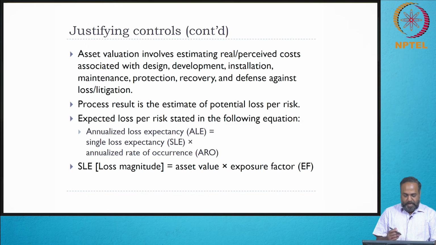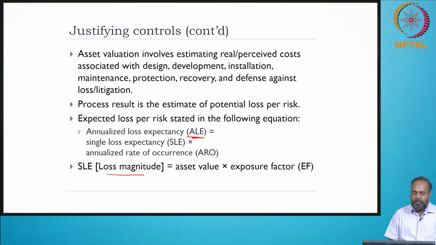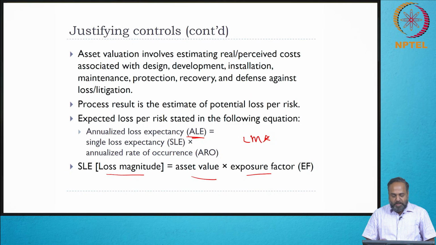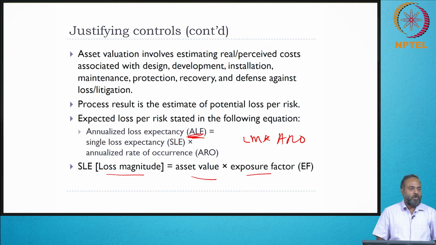You can note that you first arrive at a term called annualized loss expectancy. In the next slide, I will show you how to use this measure to calculate the cost and benefits. So, SLE, single loss expectancy, is nothing but the loss magnitude, that is asset value into exposure factor. This we have already seen. Then you annualize it based on the number of occurrences in a year, and you have an estimate of the loss magnitude over a year. That is what ALE is, annualized loss expectancy.